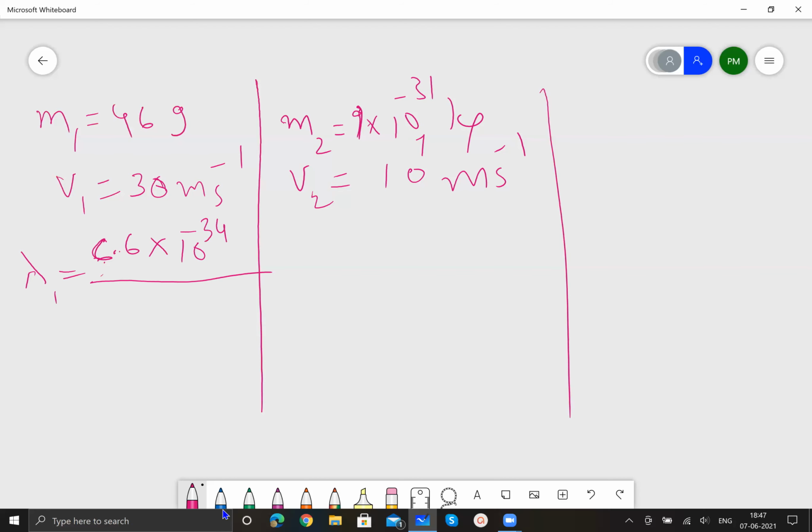So, 6.6 into 10 to the power of minus 34 by 46 into 10 to the power of minus 3, converting grams to kilograms, so be careful, multiplied by 30. Correct? Tell me the answer fast. 10 seconds.